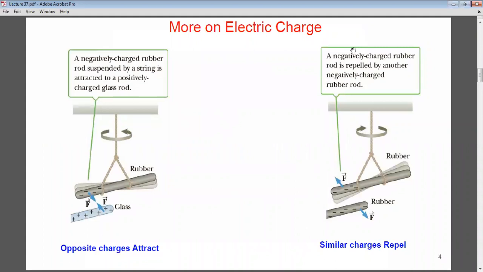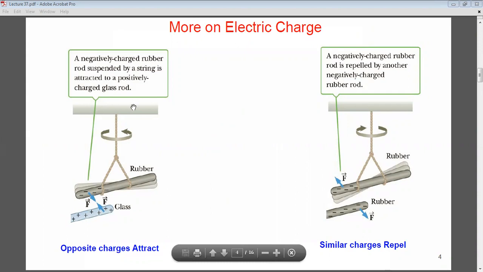Okay, more on electric charge. There are some experiments that were done and people have made some observations. For example, in one of these experiments, a negatively charged rubber rod suspended by a string is attracted to a positively charged glass rod. So they brought a negatively charged rubber rod and a positively charged glass rod, and they observed that when these two rods were brought close to each other, they attracted each other.